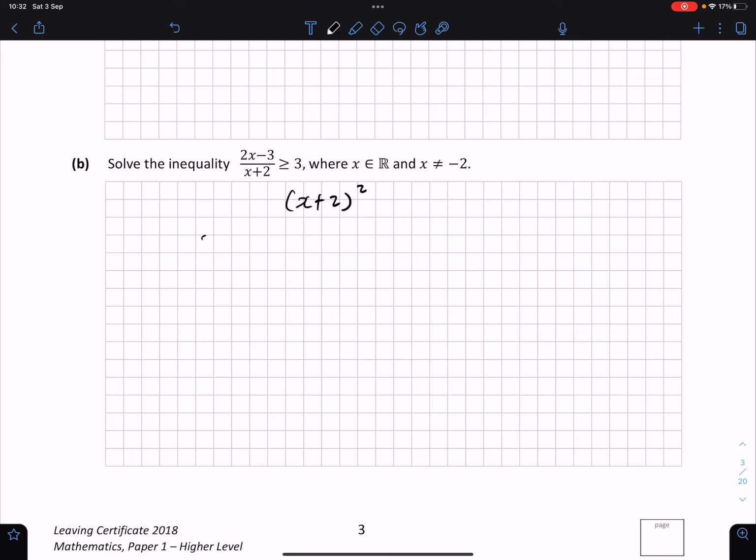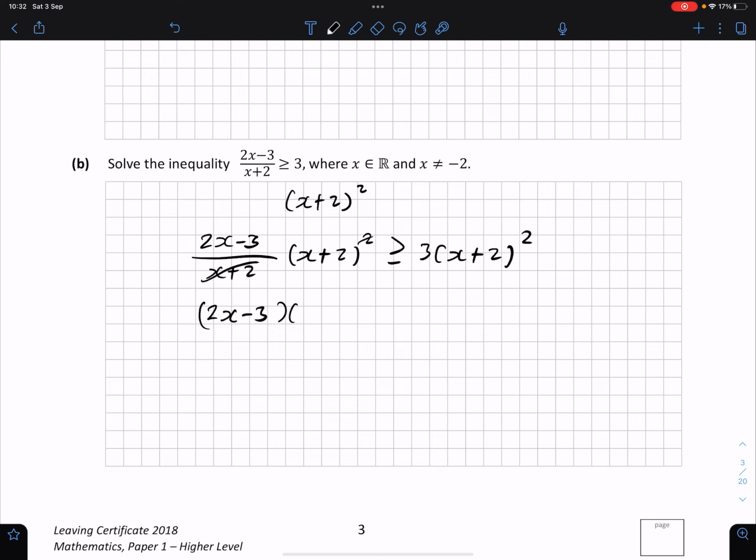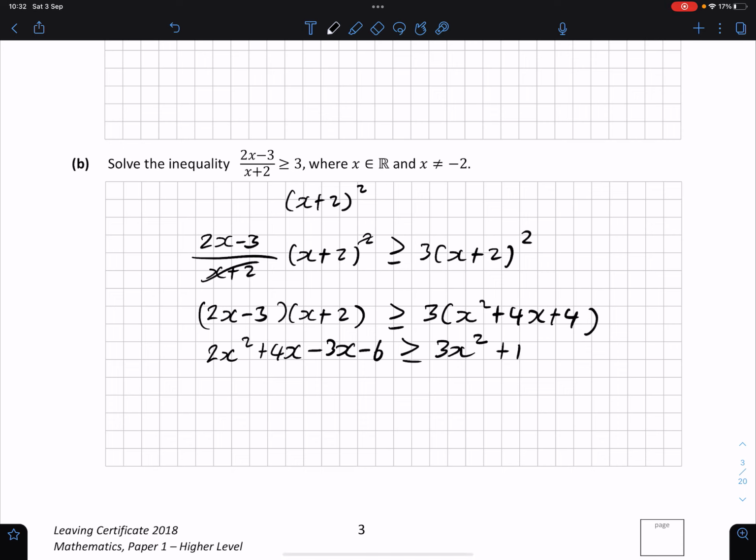So if we go ahead and do that, we get 2x minus 3 over x plus 2 times x plus 2 squared is greater than or equal to 3 times x plus 2 squared. These two cancel, so we're ultimately left with 2x minus 3 times x plus 2 is greater than or equal to 3 times x squared plus 4x plus 4. And this would give us 2x squared plus 4x minus 3x minus 6 is greater than or equal to 3x squared plus 12x plus 12.